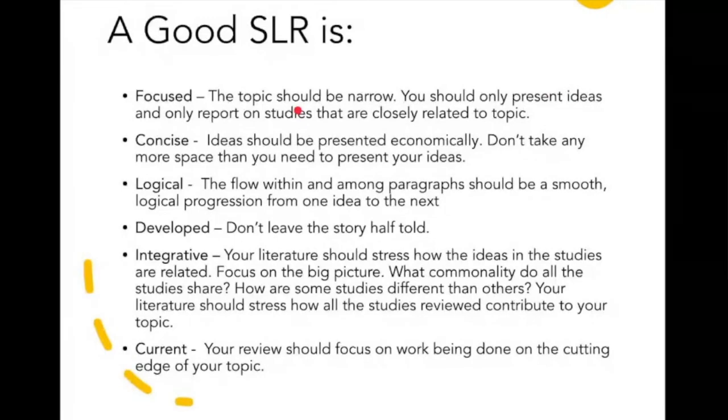Okay, the last one, I think this is the last slide. So you need to know that a good systematic literature review is focused on the selected topic of your selection, and you should only present ideas and only report on studies that are closely related to the topic. When you focus on cancer biology, specifically cervical cancer, you focus on that cervical cancer. You do not have to, you know, exaggerate it, relating it much to other types of cancer, for example. Concise: the ideas should be presented economically. Don't take any more space than you need to present your ideas, correct?